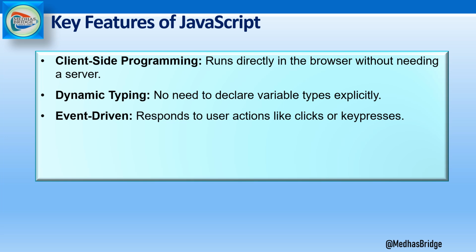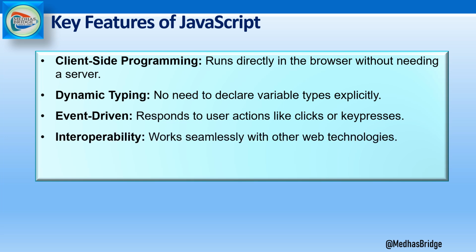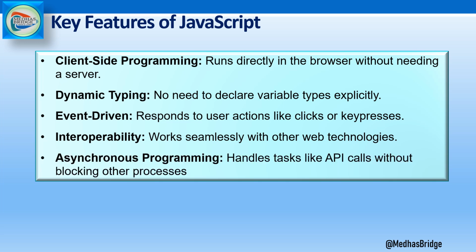The next important feature of JavaScript is being event driven. Responses to user actions like clicks and key presses can be built using JavaScript, so event driven is one of its key features. Next is interoperability: it works seamlessly with other web technologies. Asynchronous programming handles tasks like API calls without blocking other processes. This is a very good feature.